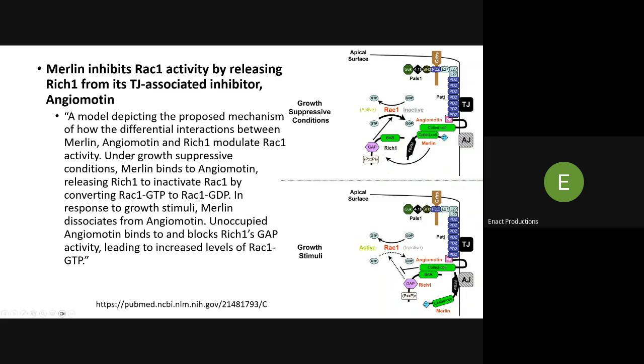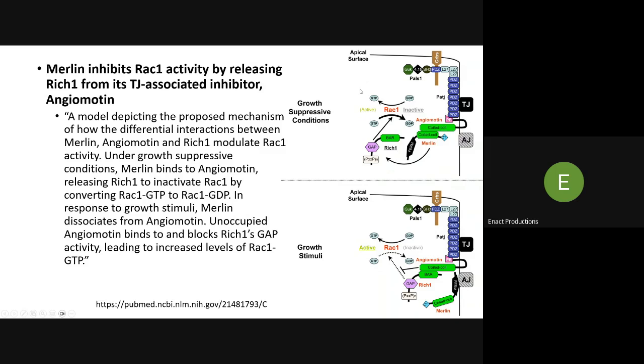So under growth suppressive conditions, that's the healthy one, Merlin binds to angiomotin, releases RICH1 to inactivate RAC by converting RAC-GTP, that's guanine triphosphate, that's literally 3 phosphate groups connected to a guanine base, which is actually on a protein. This is a very common way that you're turning proteins on and off, is by adding a phosphate group. So we can see the definition that RAC in its triphosphate state is active. In its diphosphate state, two phosphates, it's inactive. And so the functional thing that we're actually doing is we're controlling when this phosphate group gets added.